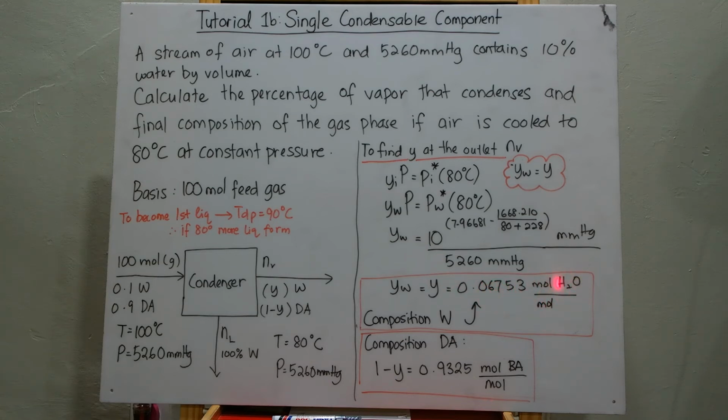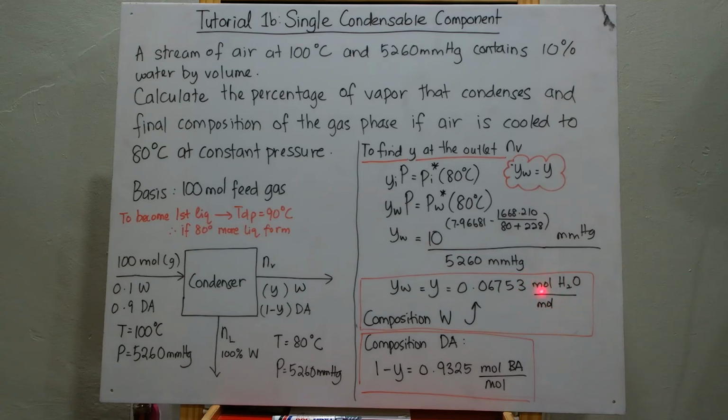Sorry, this should be changed to W instead of H2O, because our water is actually W here, not H2O. So this is the composition of water. This information is from Table B for the Antoine equation, because this equation is actually the Antoine equation. This value here is the P of the system, and you have the temperature of the system. So you obtain your mole fraction for water, the single condensable component in this part. This is the mole fraction.